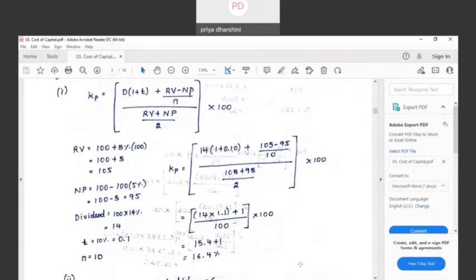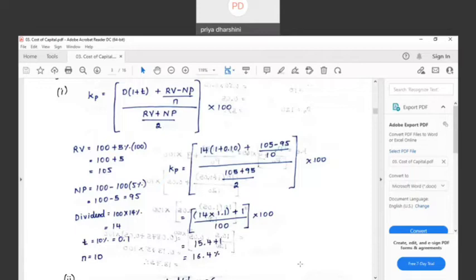Illustration 15. What is told in illustration 15? Calculate the cost of capital from the following cases. 10-year 14% preference shares of rupees 100, redeemable at a premium of 5%, flotation cost of 5%, dividend tax of 10%. So let's discuss one after the other. Let me do the first subdivision. 10 years, so life N is 10 years. 14% preference shares of 100.